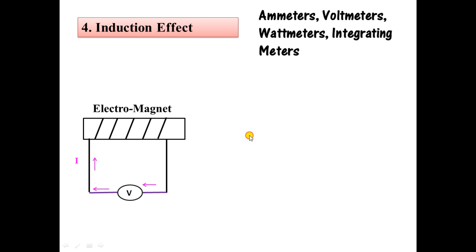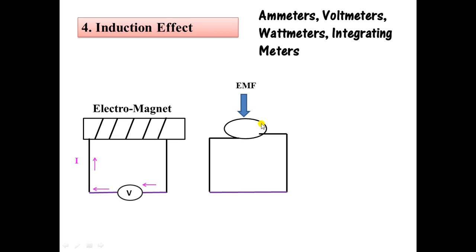Now if we bring a disc near this coil, then there will be an EMF induced in the disc. Now if we are providing a closed path for this disc, then this induced EMF will cause current to flow in this closed path. Now you have current flowing, which means that there is a magnetic field produced here. Also there is a magnetic field produced here. So because of the interaction of these two magnetic fields, there is a force produced on the disc and the disc starts moving. This is the induction effect, which is used in ammeters, voltmeters, wattmeters, integrating meters.